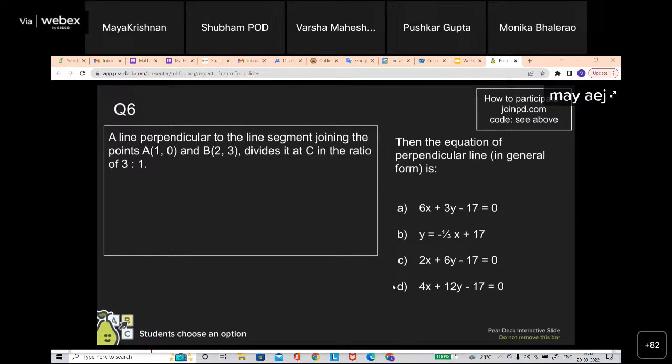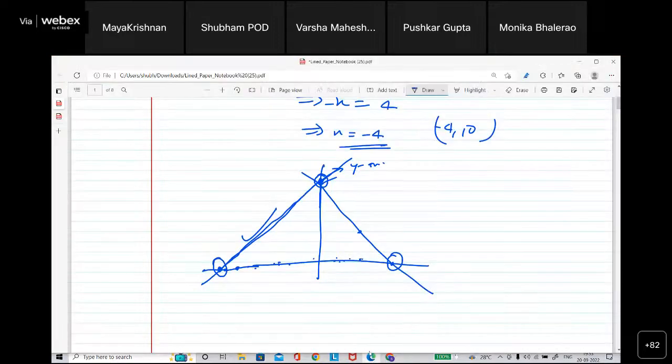So let me tell you the idea. It's quite easy. We have these two lines. This is point A, this is point B. A line is perpendicular to this line and intersects line segment AB at C here, and the ratio is given, 3:1 kind of thing. It then asks for the equation of this line.